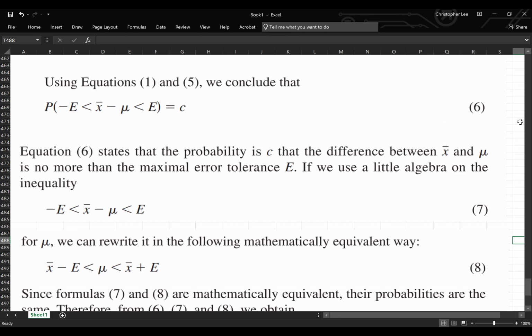In the question, they'll give it to you. X bar is your sample mean, and mu is what you want to know. That's what we want to know. We're going to get to it.